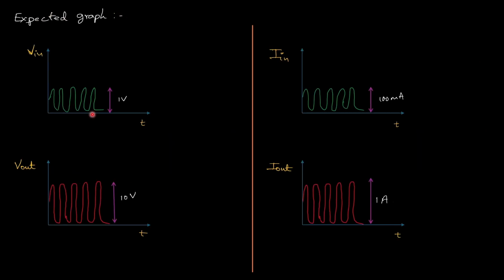So this is our expected graph. For a 1 volt sine wave, we should get a 10 volt sine wave as the output. And this is the expected output for the current magnifier circuit. For a 100 milliamps current input, we should get 1 amp current at the output. So now let's try to simulate this in Cadence and verify whether we are getting our output.